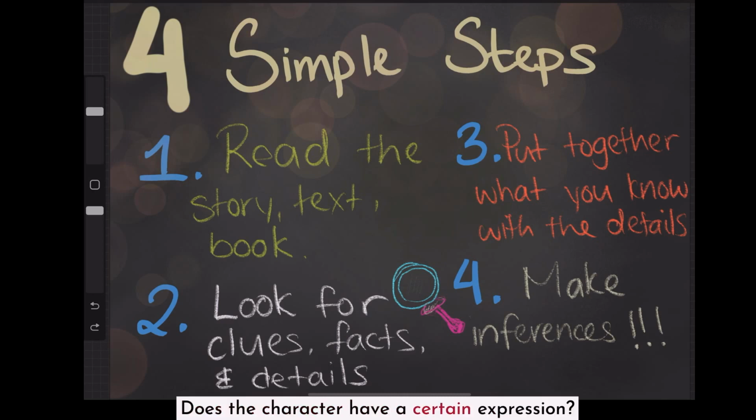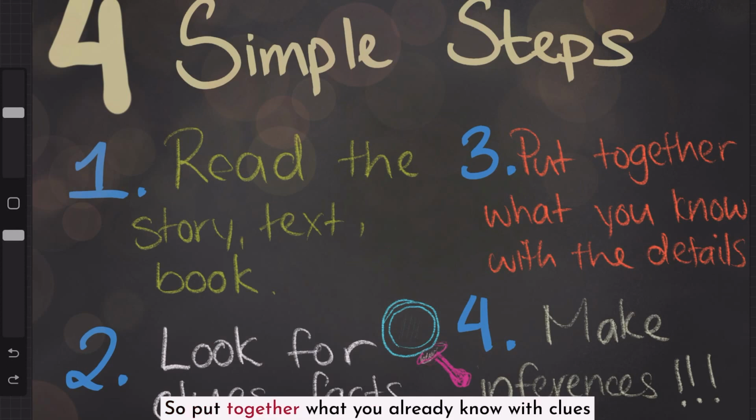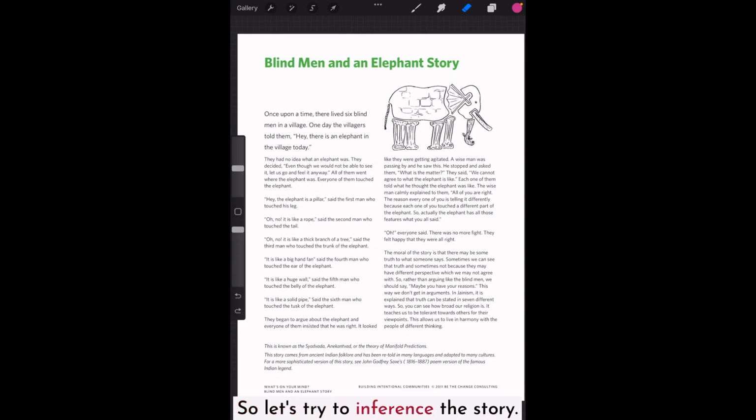Does the character have a certain expression? Is the character sad, happy? Is there something happening? Did someone get hurt? What is going on in the story? So put together what you already know with clues from the story, and then you make an inference. So let's try to inference this story.